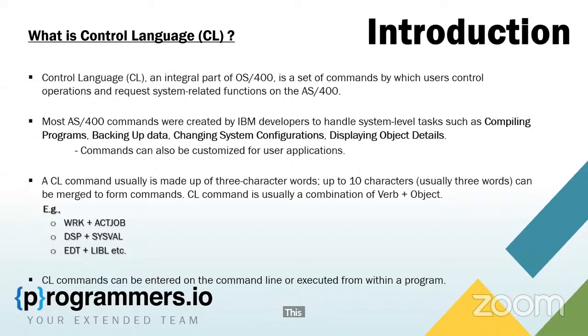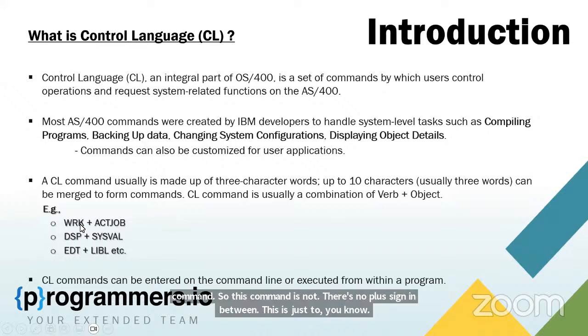Basically, this says work with active job. The first 3 characters, work, represent the verb of the command, and the latter part represents the object on which the action is going to be taken. So we are going to work with active jobs using this command. There is no plus sign in between. It is just to show you how the verb and object are merged together. So we take this command to work with our active jobs.